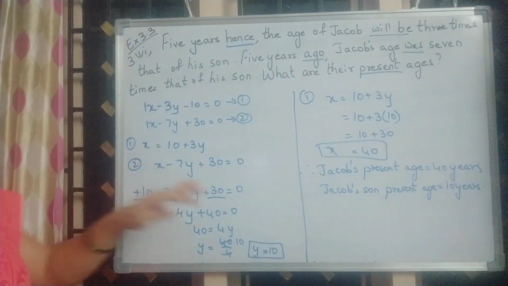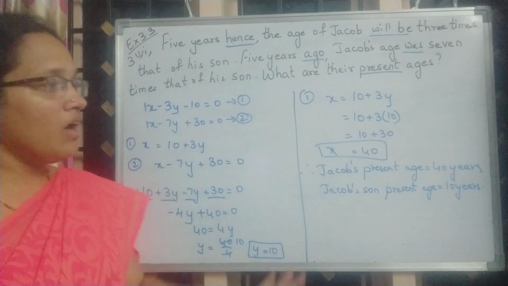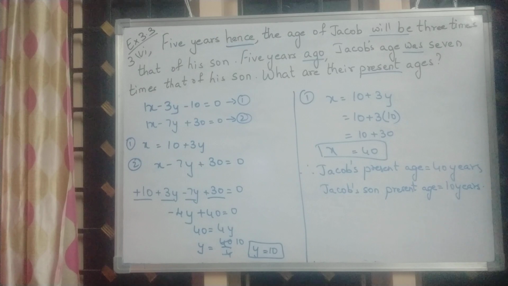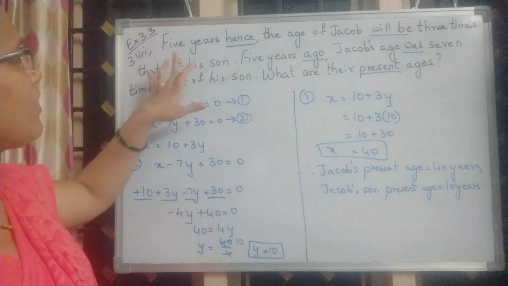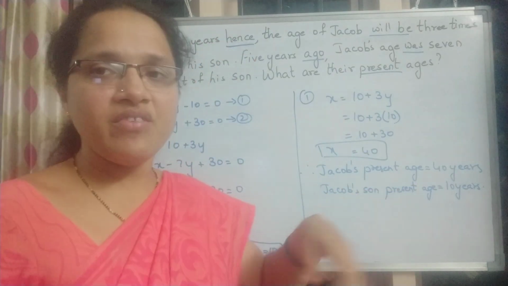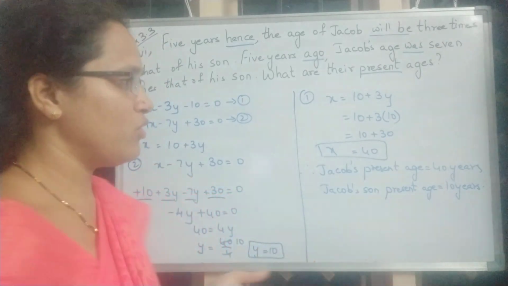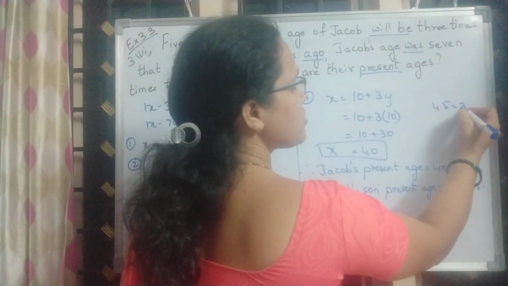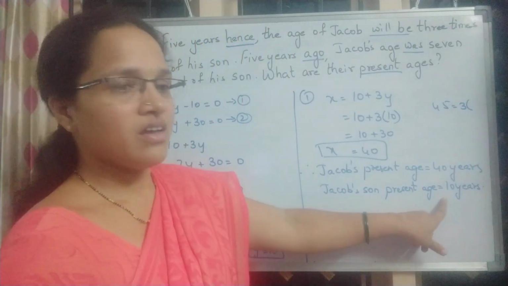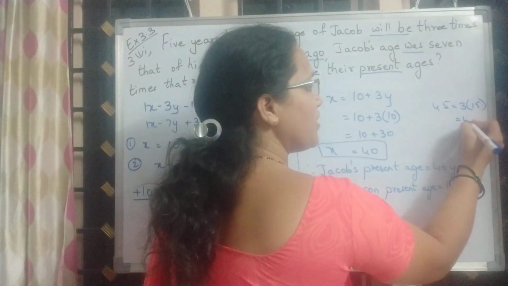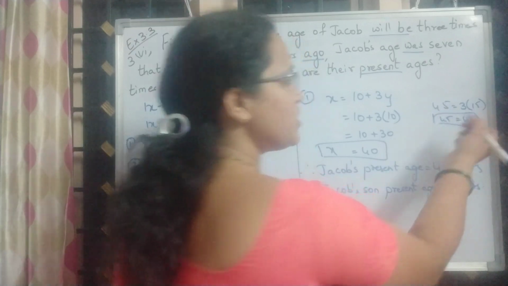Yes, now we have found what they have asked us. But how to verify such kinds of problems? You should be able to know how to verify them, children. Five years hence, the present age of Jacob is 40. Five years after, it will be 45. That 45 equals 3 times the son's age, which is 10; five years after, it will be 15. 3 times 15 is also 45. So according to the condition it is solved.